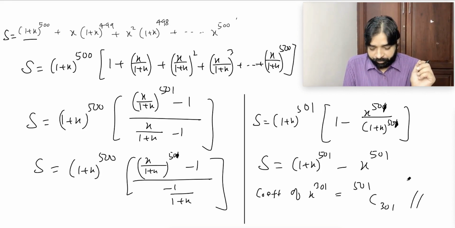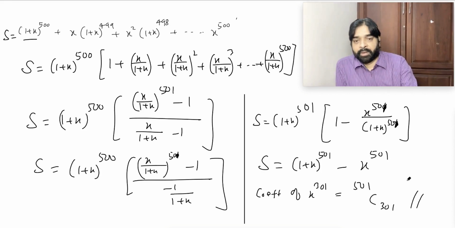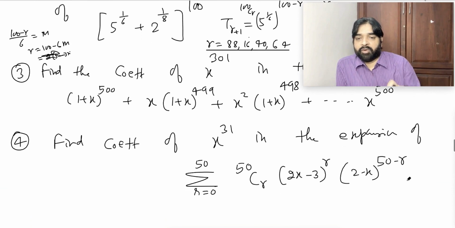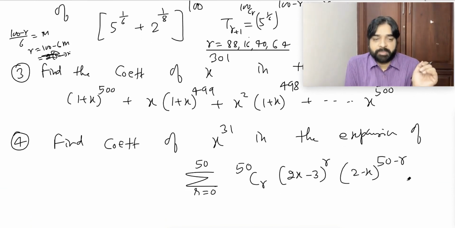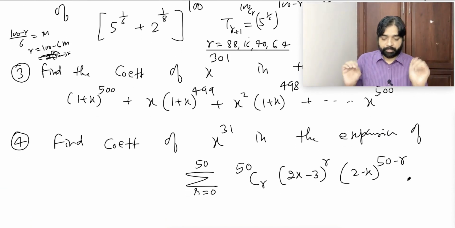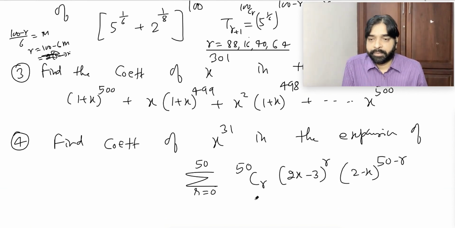Okay. Next. Find the coefficient of x power 31 in the expansion of this. Last question, cross check it.